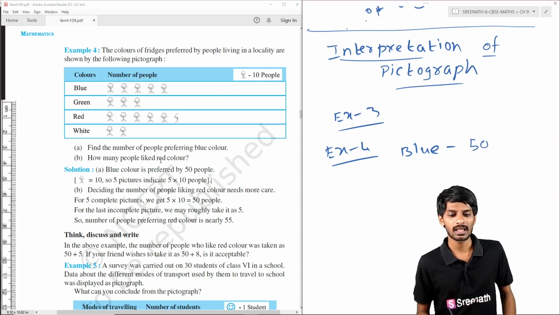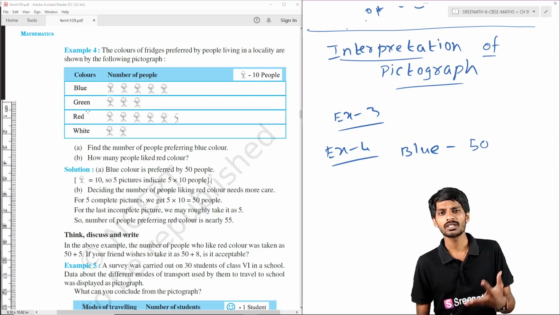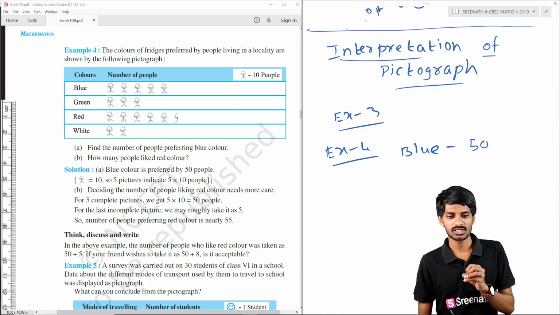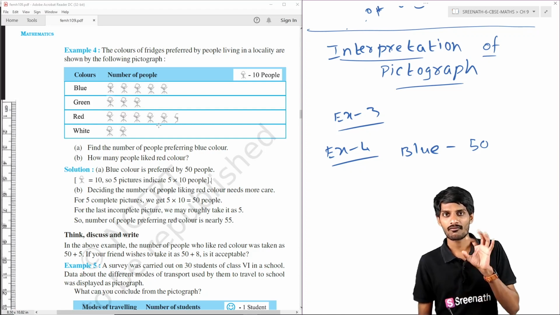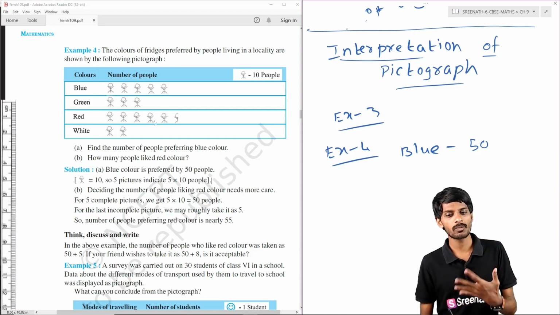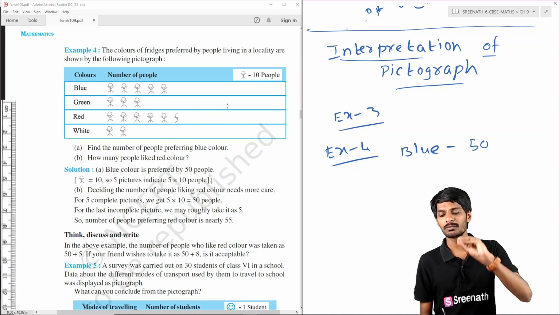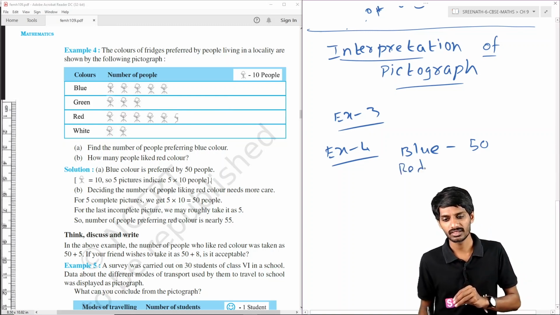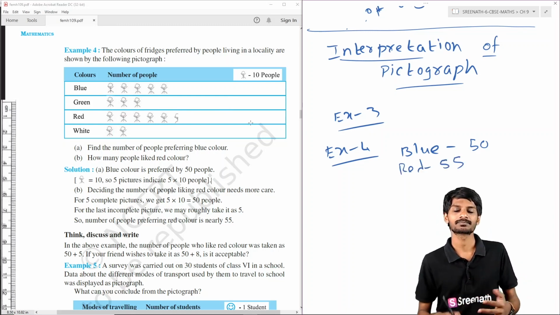And how many people like red color? If you see, 1, 2, 3, 4, 5, five full pictures are there, so how many people? Each picture is 10, so 50 people, plus there is a half picture. A half picture means 5 people, so 55 people are liking the red color, students. That is the way.